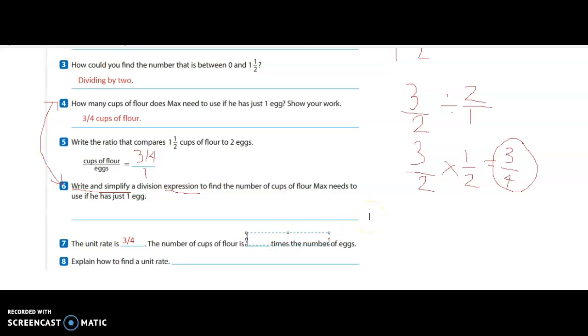Every time I have 1 egg, I'm going to multiply by 3/4, and that's going to tell me how much flour to use. So once I find the unit rate, I know the amount, and I can find that for anything. I can find that for 10 eggs, for 12 eggs. All I have to do is have that unit rate, and if I know the amount for 1, all I have to do is multiply it by however much I have. So if I had 10 eggs, I would say 3/4 cups of flour times 10, and I would now have my new ratio.